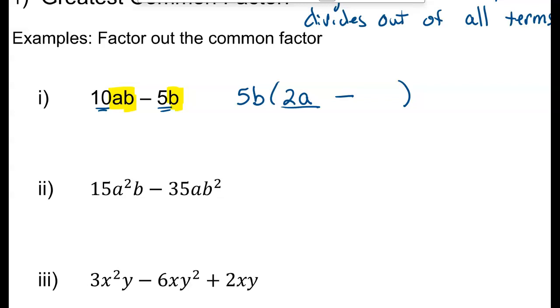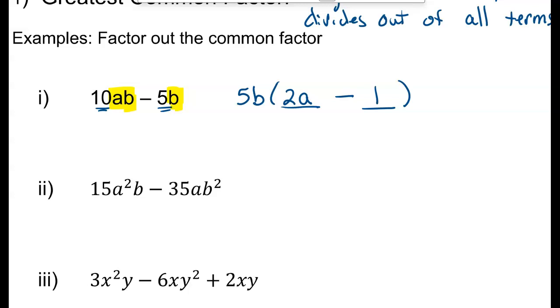One way you can check yourself is to multiply it and see if you got there or not. So what I'm doing here is asking, what can I take out of 5b? 5 what? Well, 5b divided by 5b is 1, there you go.